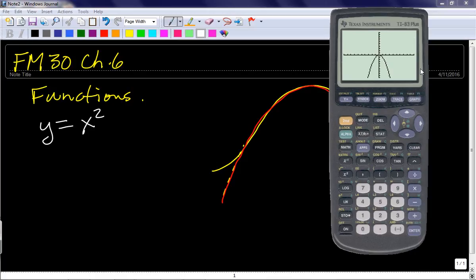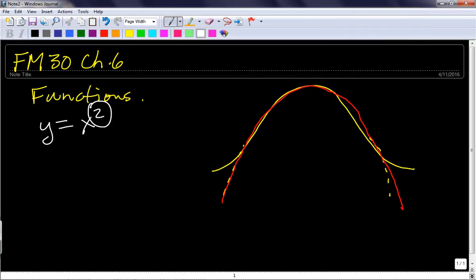So that's an example of a function. That's a parabolic shape function given by a quadratic equation. I know quad means 4, but actually quadratic is x squared. So anything with a squared is a quadratic.